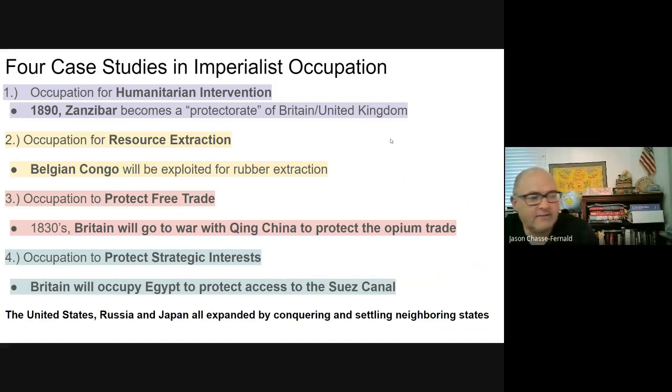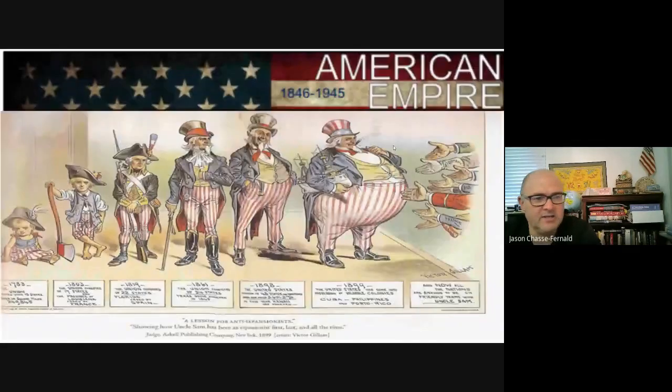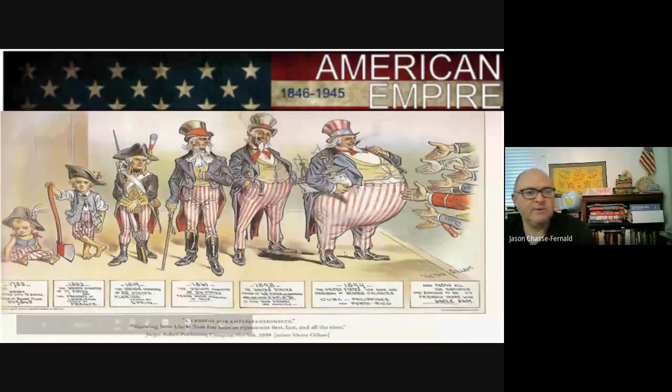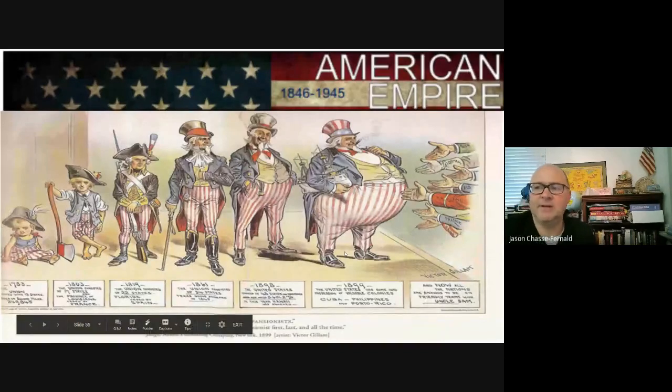The United States, Russia, Japan, they're all going to expand by conquering and settling neighboring states. Right, so it's going to be a little different, right? And that's what we're going to talk about today, is the expansion of the United States. And so we looked at this in class, or I typically look at this in class, and we kind of just look at the rise of the United States.